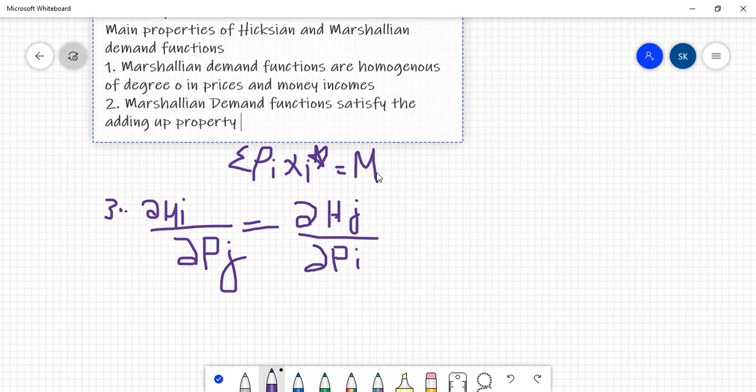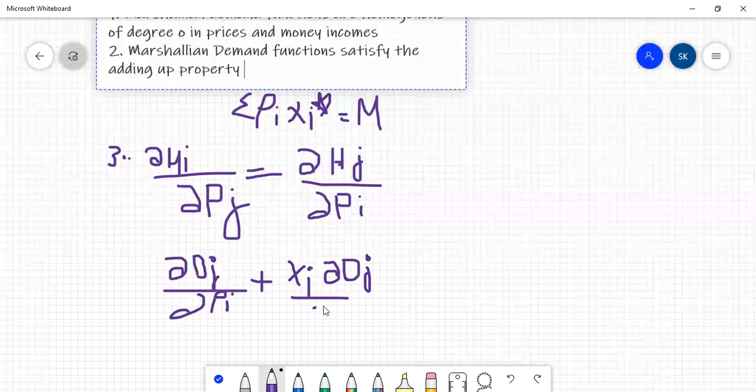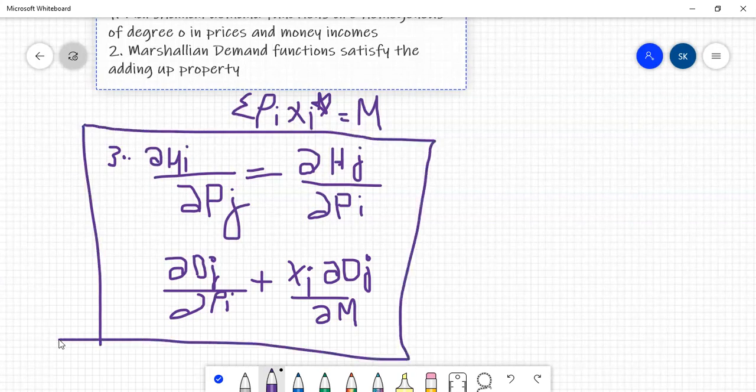Therefore, we can also say that curly dj divided by curly pi plus, as we started just before this topic in the Slutsky equation, xi into curly dj upon curly m. So this is the last property, and it is related to the Hicksian demand function.